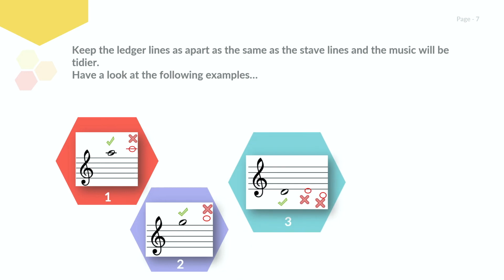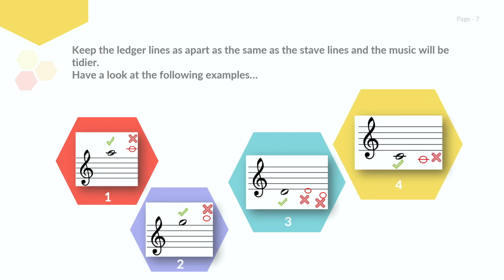In example number 3, the D note on the left side is well written below the first line, but not so much for the other notes on the right side. They can't be written crossing the line or placed too far away from the normal stave. In example number 4, the C note on the left is well written below the first line, but not so much for the note on the right side.